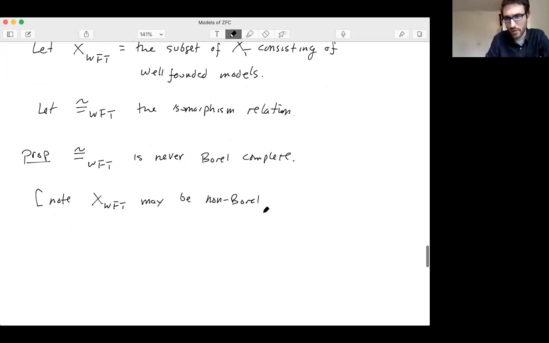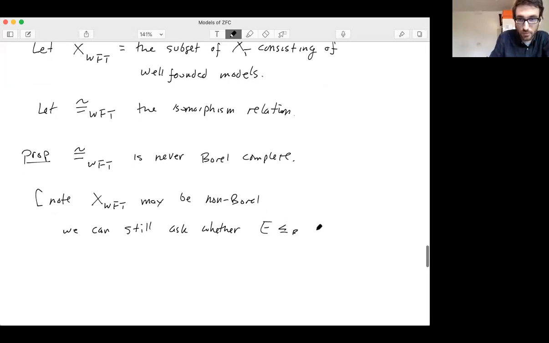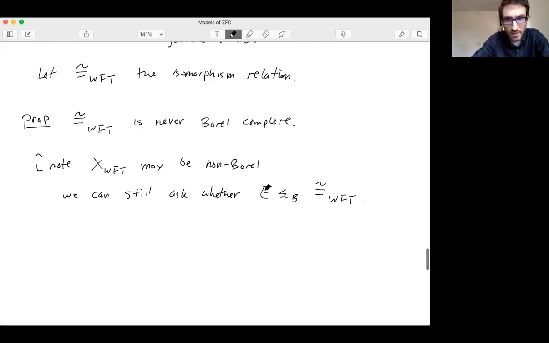So from that point of view, it's not very good from the Borel reducibility theory, but you can still ask whether there are Borel reductions to it. In other words, if the function f just happens to have range contained in that set, that's fine. So we can still ask whether any given equivalence relation you like is Borel reducible to isomorphism on X_WFT. Because the Borel function has a domain over here, some standard Borel space that's the domain of E, and its range may be contained in X_WFT.